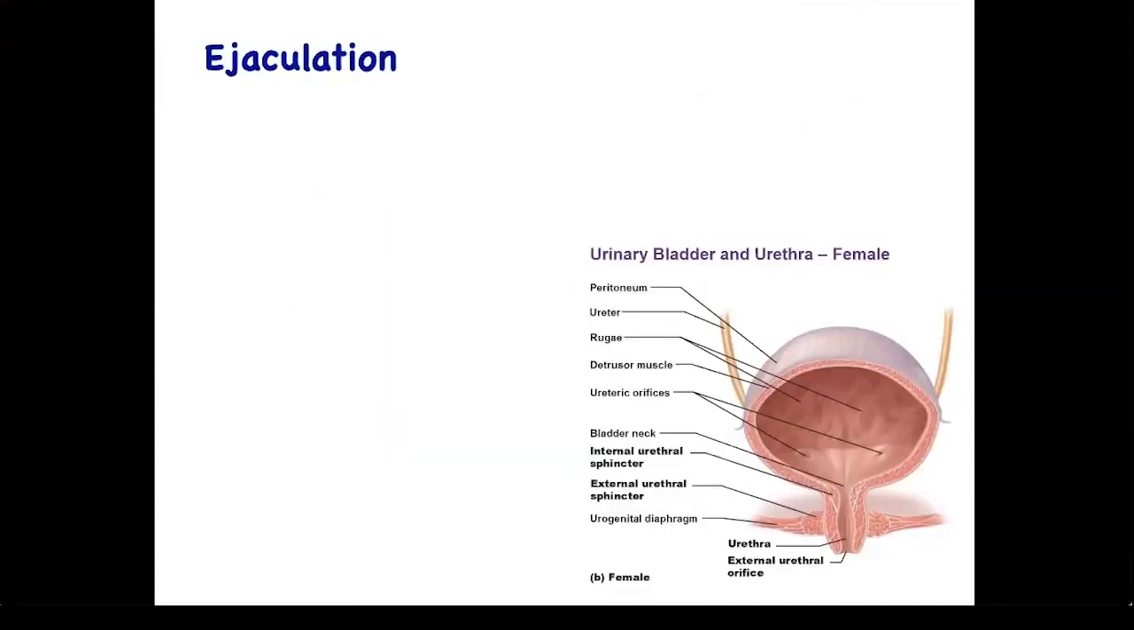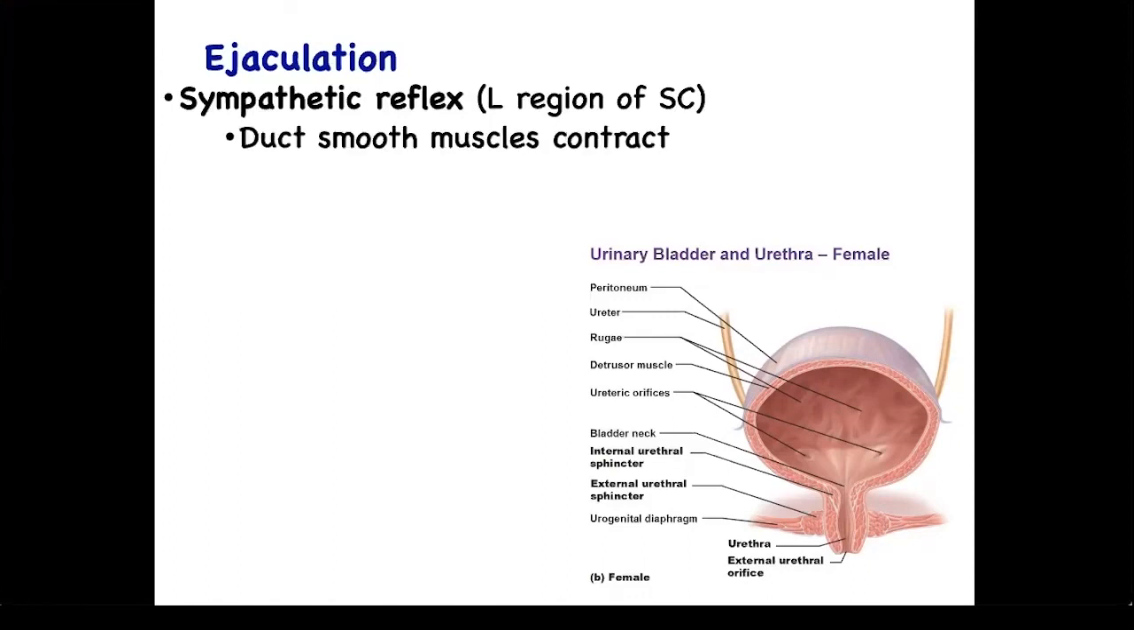Ejaculation is the propulsion of semen from the male duct system. It involves two reflexes. We're going to begin with the sympathetic reflex. The sympathetic reflex occurs within the lumbar region of the spinal cord. Neurotransmitters released by sympathetic fibers cause smooth muscles within the ductus deferens to contract to help propel the semen forward. The seminal glands and prostate gland also contract, releasing their contents into the prostatic urethra. In addition, the internal urethral sphincter will contract.